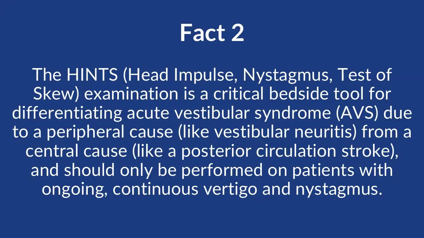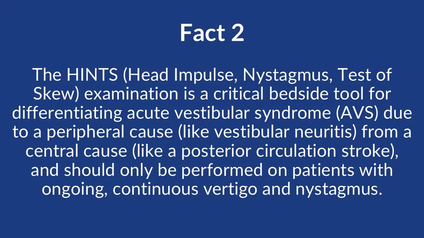A reassuring HINTS exam, suggesting a peripheral cause, consists of an abnormal or positive head impulse test with a corrective saccade, unidirectional horizontal nystagmus that suppresses with fixation, and no skew deviation. Conversely, a dangerous HINTS exam, suggesting a central cause, often remembered by the mnemonic INFARCT, impulse normal, fast phase alternating, refixation on cover test, includes any one of the following: a normal or negative head impulse test, direction-changing nystagmus, or the presence of skew deviation.